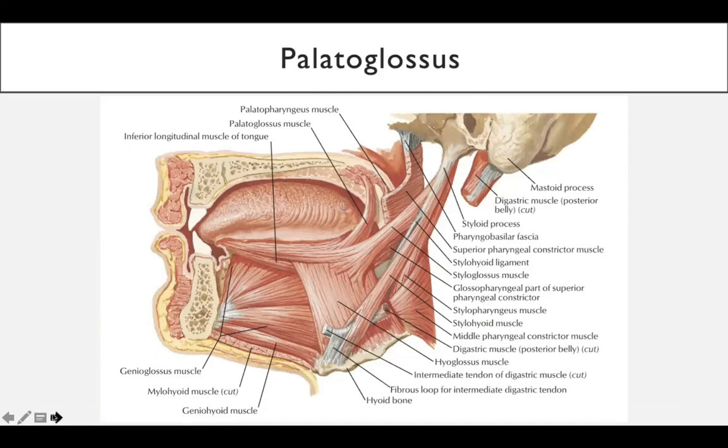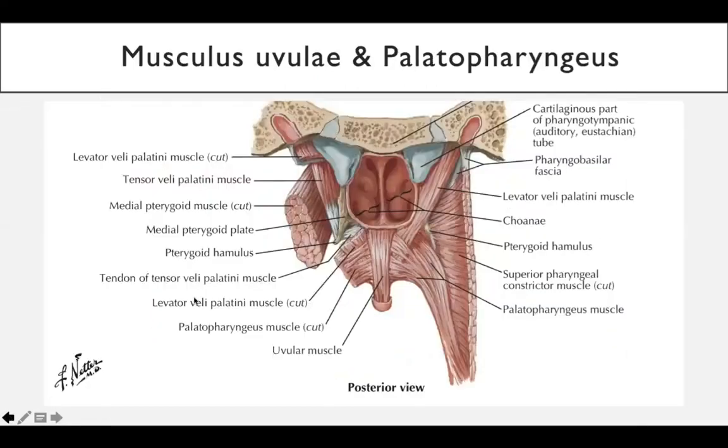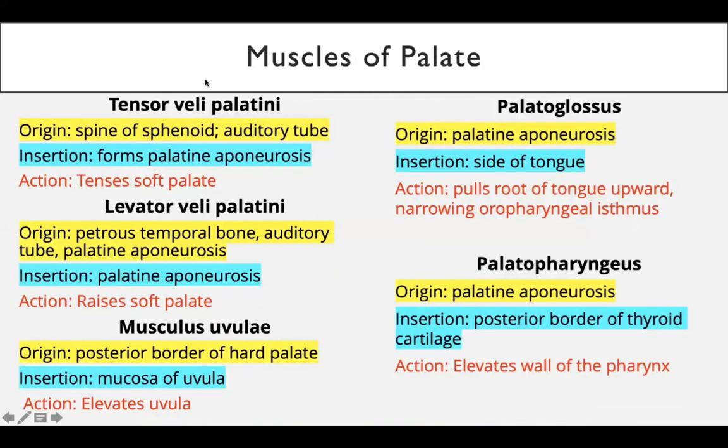And it elevates the tongue. Perfect. What others are taking origin from the palatine aponeurosis? Anyone else? Okay, you continue. Levator veli palatini also takes origin from the palatine aponeurosis, and palatopharyngeus is also taking origin from the palatine aponeurosis.